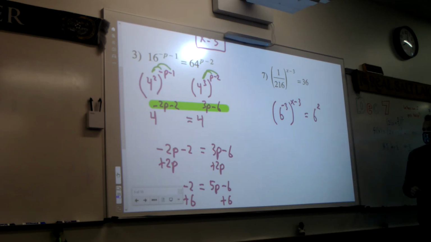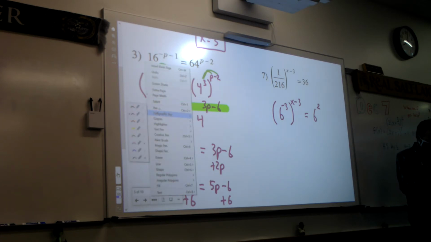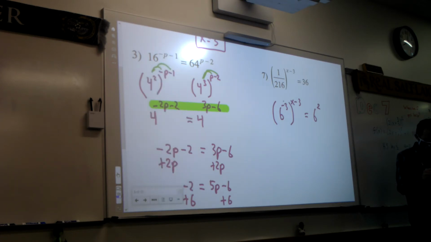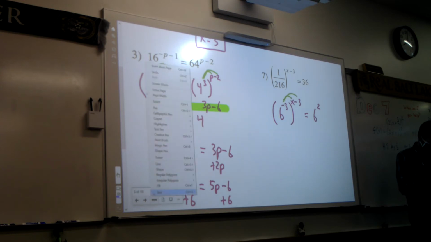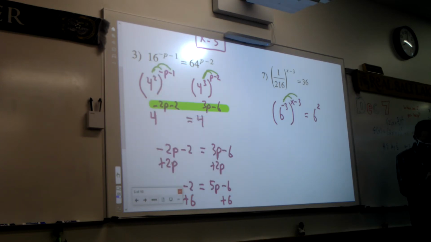Okay, we'll stick in here with you, Hiram. What's going to be my next step here? So multiply negative 3 by x minus 3. Awesome. Let's write that out. So this will be 6 to the negative 3x plus 9 is equal to 6 squared.